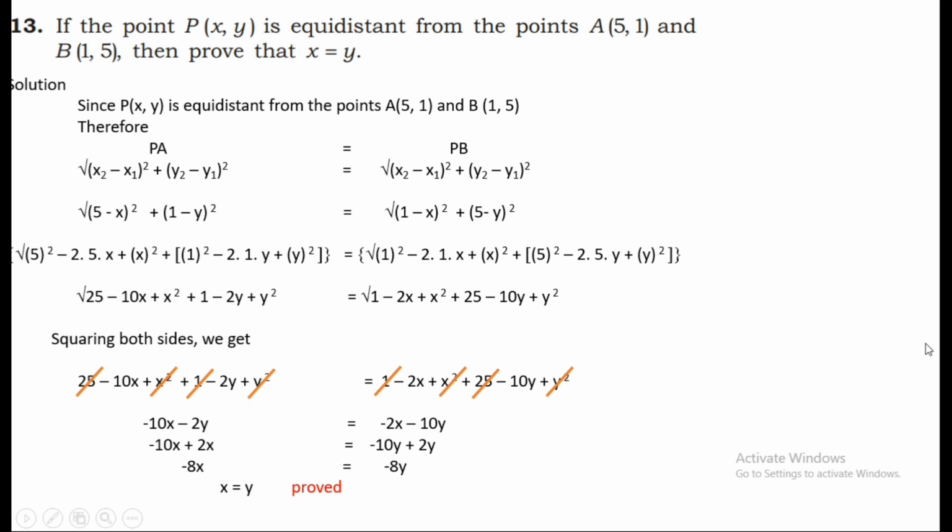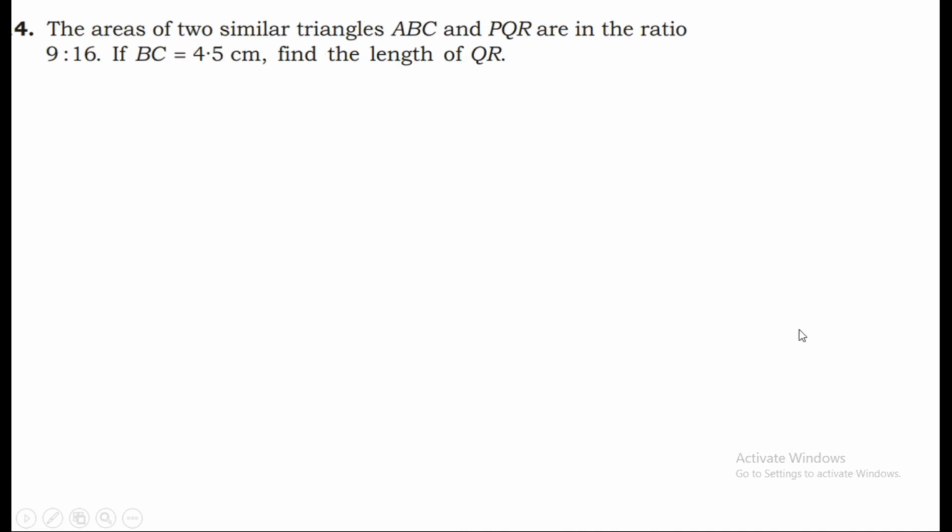These are very, very easy sums. Only the students get confused with these lines. So remember to keep everything within brackets, otherwise the whole value will change. Okay, let us move on.